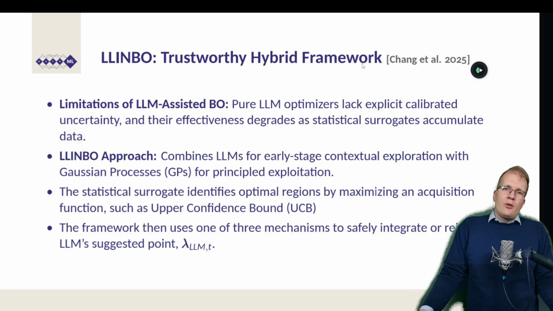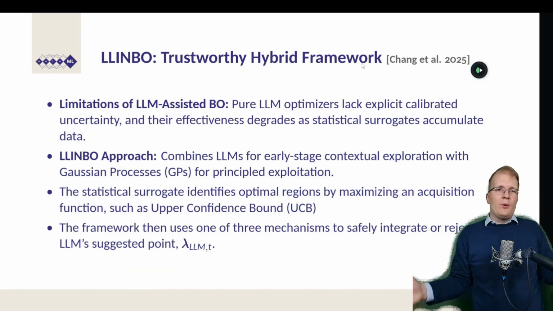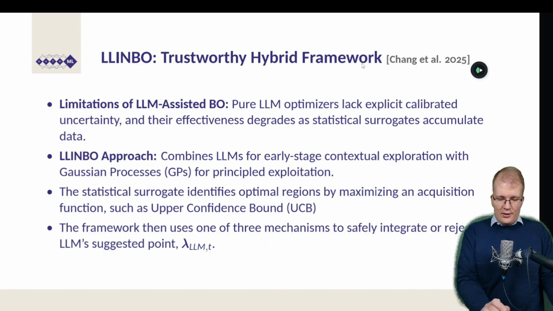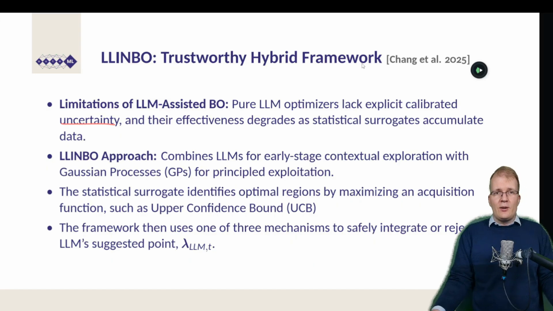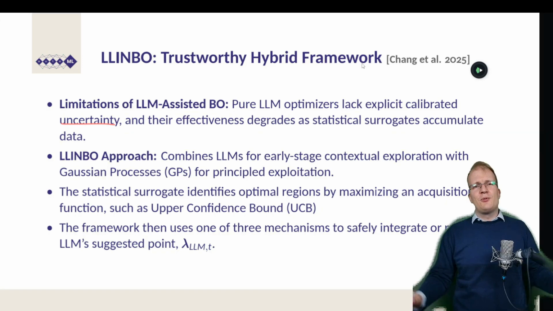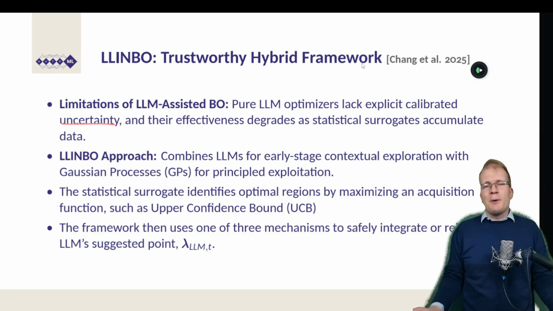LIMBO, in contrast to that, is trying to get those words together a bit more, saying pure LLM optimizers such as LAMBO lack explicit calibrated uncertainty. So that's what my comment on it already was, right? This kind of playing with permutations and hoping that we get a good performance distribution is problematic in a sense.